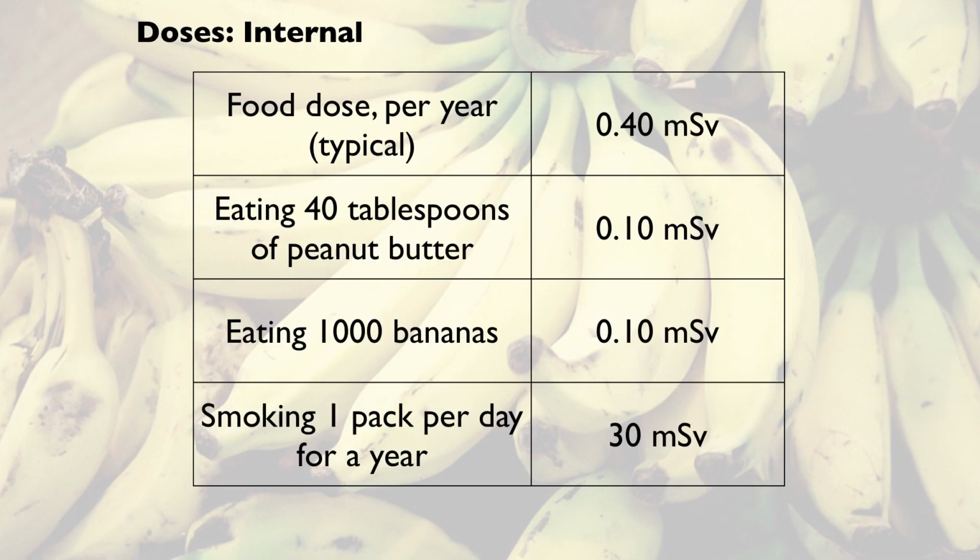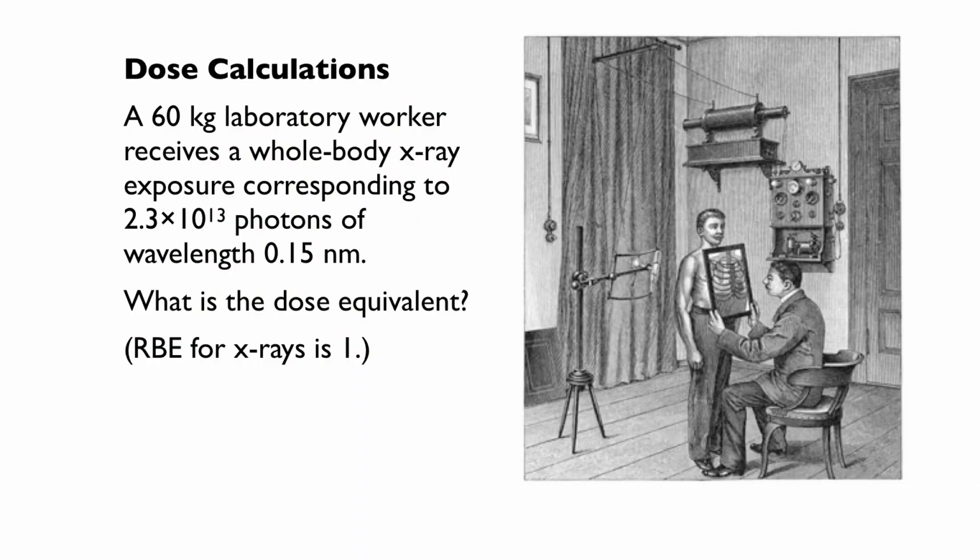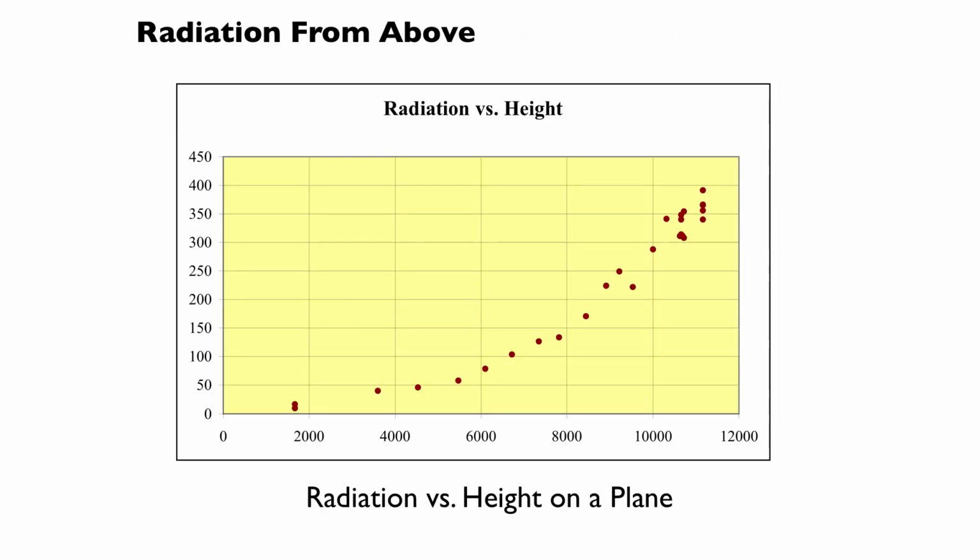You also get doses from food, but actually the amount you get from food in a typical year is not that great. And the foods you get the most from, interestingly, are peanut butter and bananas. And it has to do with certain isotopes, primarily potassium. So we'll do some examples of dose calculations and take a look at how to use those. And then we'll talk about airplanes.